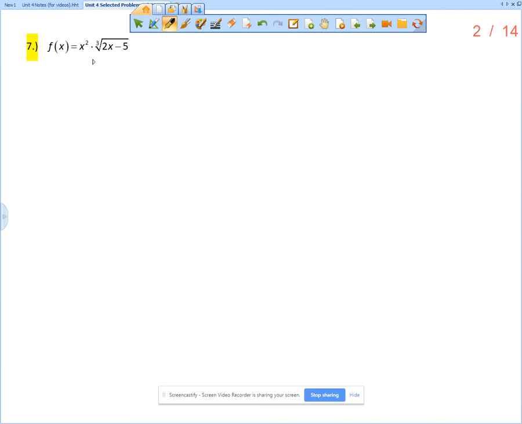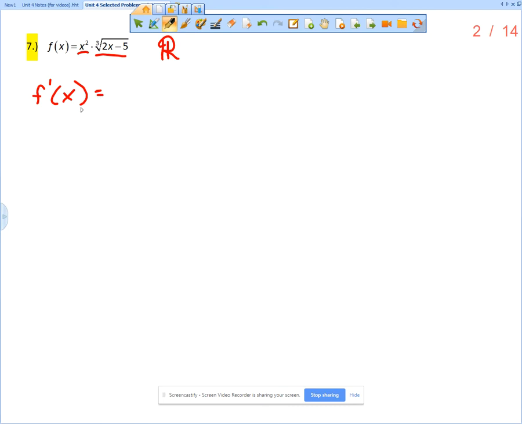What is the domain of f? Well, what's the domain of x squared? I can plug any number into x squared, right? And what's the domain for the cube root of 2x minus 5? Cube root has a domain of all real numbers. And so the domain here is all real numbers. So basically, we want to know when f prime is equal to 0 or undefined. There is no domain restriction from the original function.